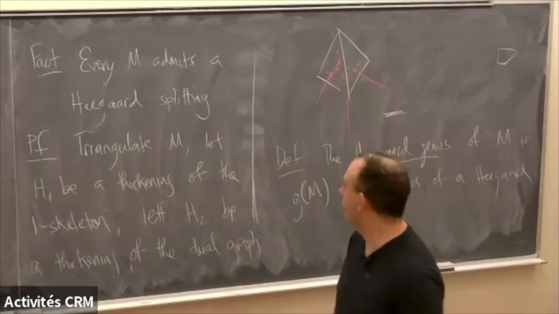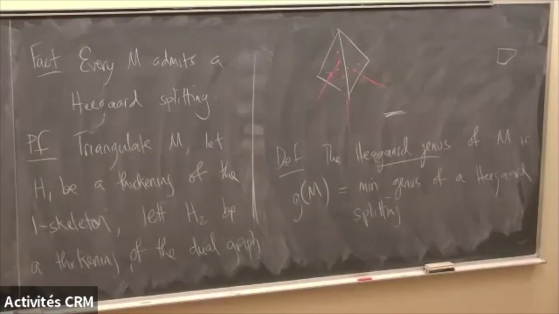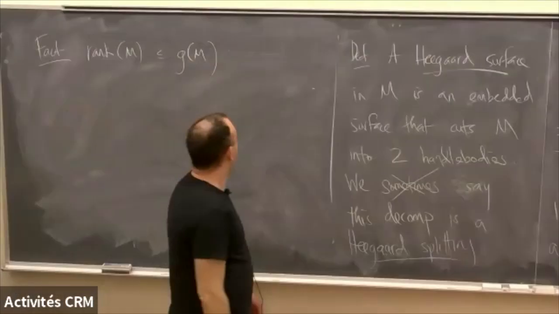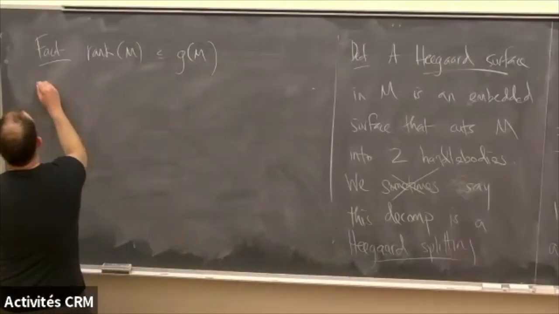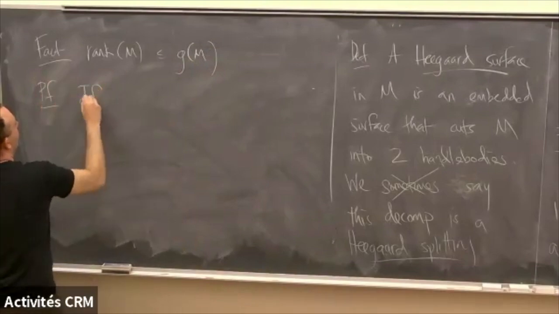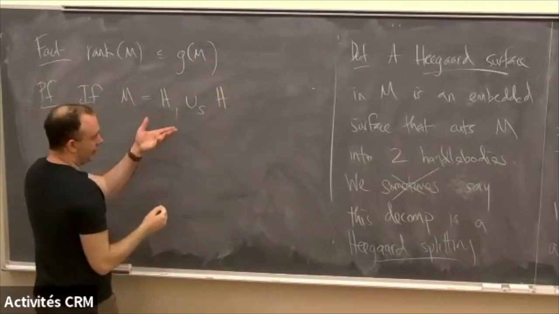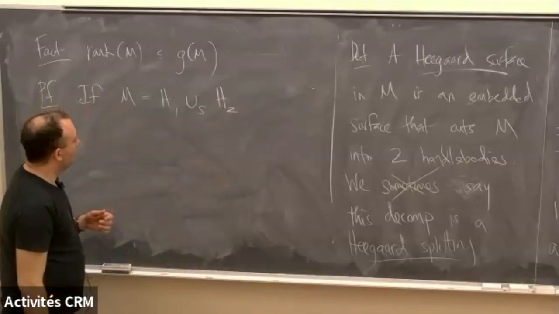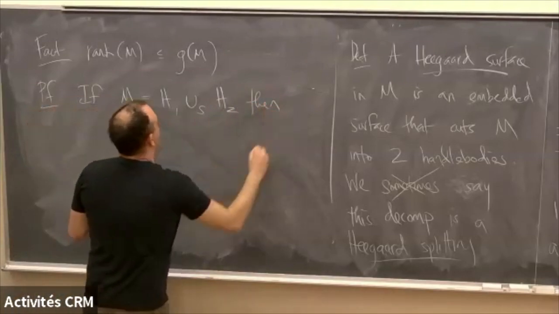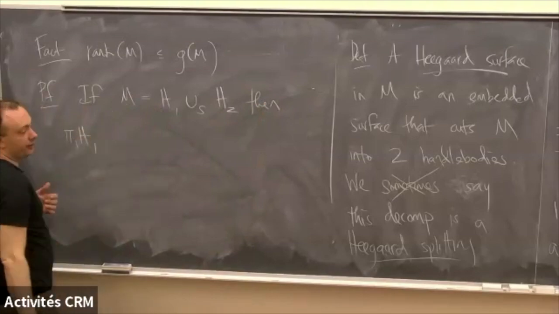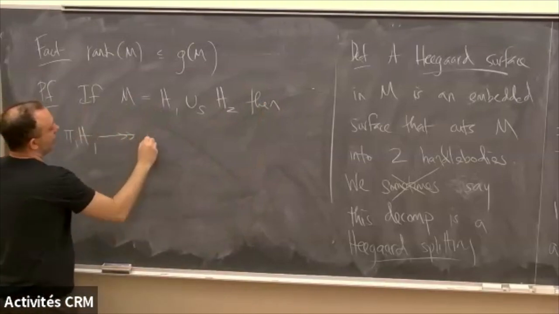Cool. So I said that this had something to do with rank. So what does it have to do with rank? Well, maybe fact: I claim that the rank of M is always at most the genus. Why is this? Well, if you write M as one handlebody H1 unioned over this Heegaard surface S with another handlebody H2, then if you look at pi1 of H1, this surjects onto pi1 of M.